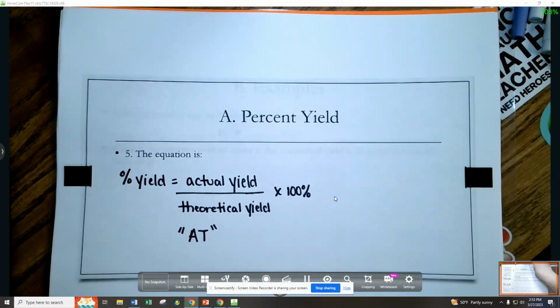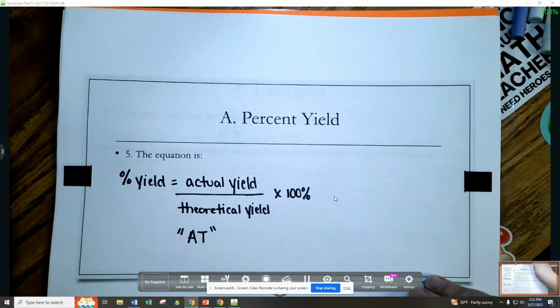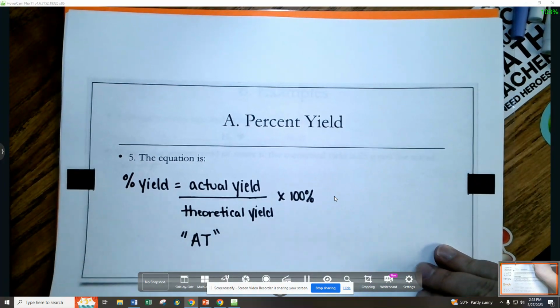Another trick is your percent yield can never be over 100%. There's no way to feasibly make more than what you are allowed. So you can't have 110% yield. Otherwise, you're breaking the law of conservation of mass, and that's not feasible with chemical reactions. So your percent yield should be 100%, meaning you got everything right, so to speak, or less. The lower you get to zero, the worse you are performing.